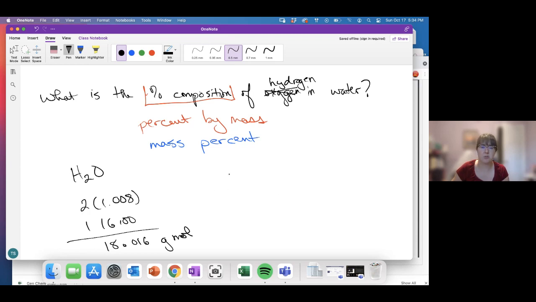So the percent composition of hydrogen in water. I'm just going to take the contribution of all of the hydrogens. So that's 2.016 divided by 18.016, and whatever times 100%. Don't forget that. It's tempting. Don't forget that. So 2.016 divided by 18.016 times 100, 11.2%.